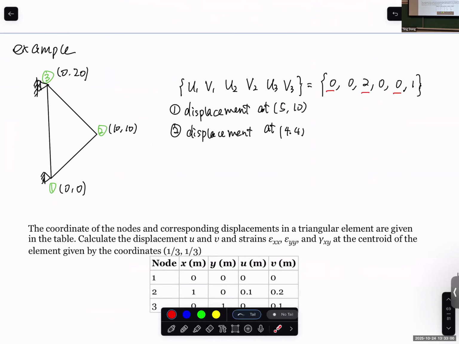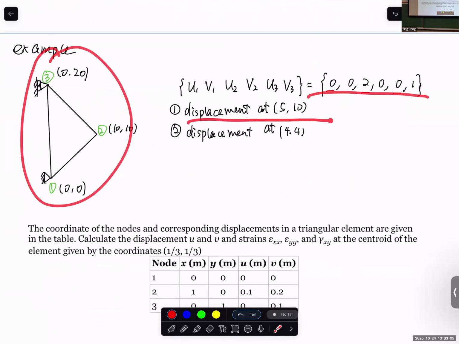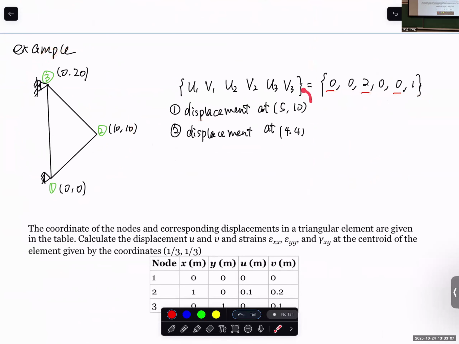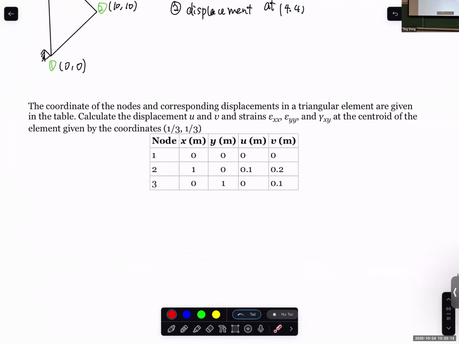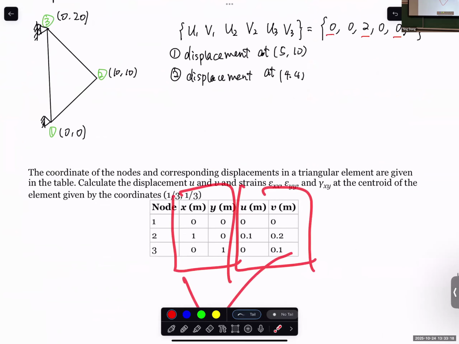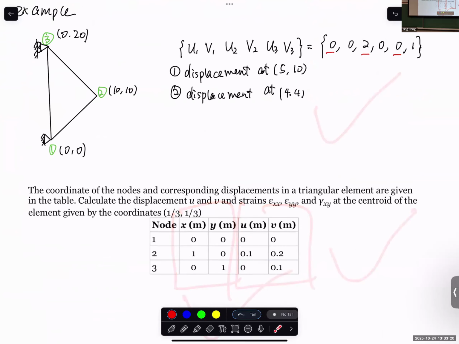In the example problem in class, we gave all the degrees of freedom, all the coordinates, and the displacement. I asked two because this is a point in the element, and this is a point on the edge. Try to understand both. Homework, same thing: all the coordinates, all the degrees of freedom.